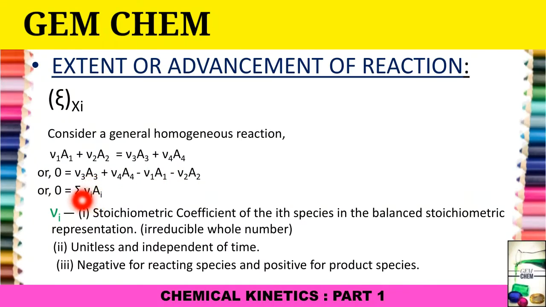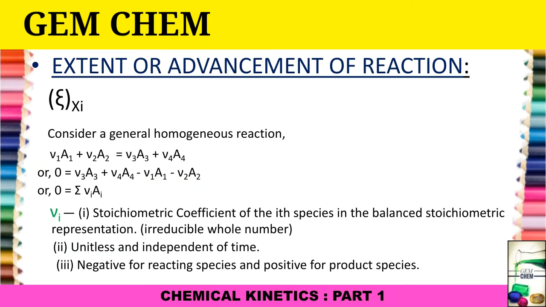So ultimately we get that 0 equals the summation of the stoichiometric coefficient nu i and the species Ai, their product and their summation. Now if you want to write it like this, that is this equals to 0, then you are completely wrong. These two are never equivalent and this must be understood very carefully. Now this nu i is the stoichiometric coefficient of the ith species in the balanced stoichiometric representation. This is unitless and independent of time. It is negative for the reacting species, as we have seen here, and positive for the product species.